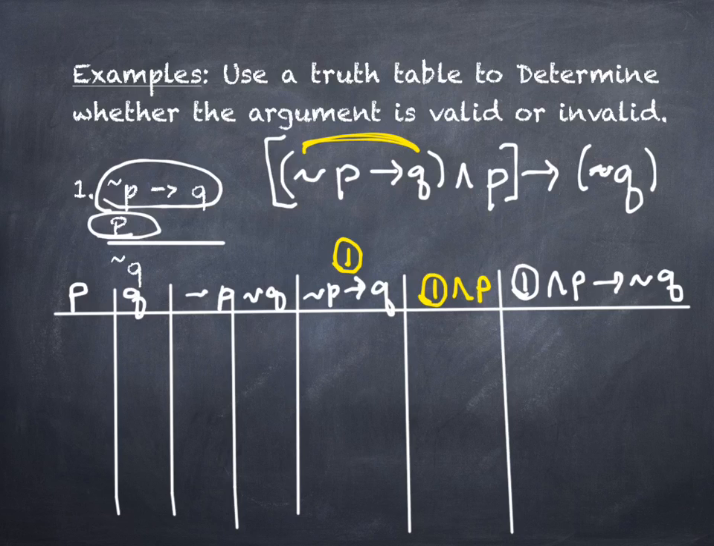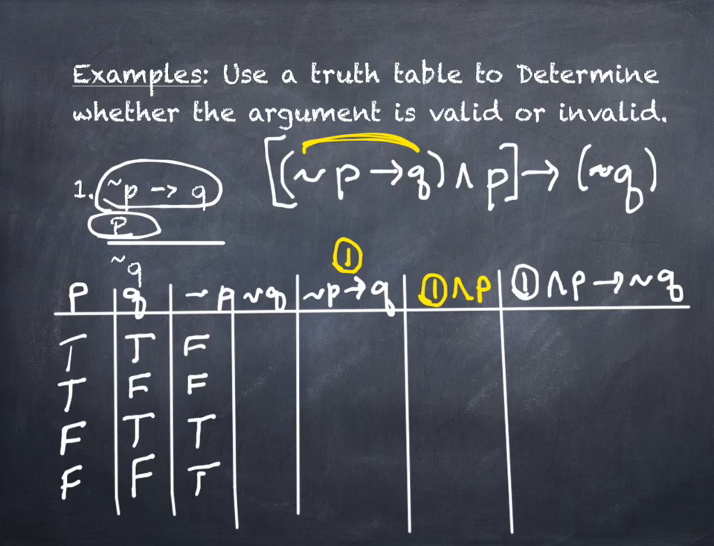What goes underneath P? True, true, and false. It does. What goes under Q? True, false. You're right. All right, so somebody else tell me what tilde Q and tilde P are, but not in that order. Tilde P first. Okay, good. False, false, true, true. And then tilde Q? False, true, false, true. All right, everybody good with those columns?